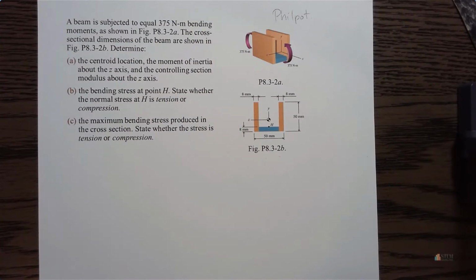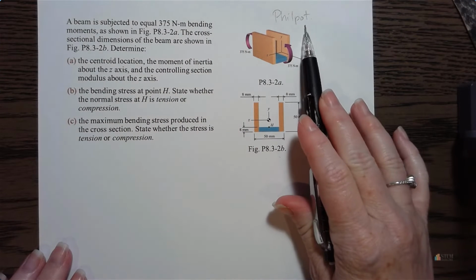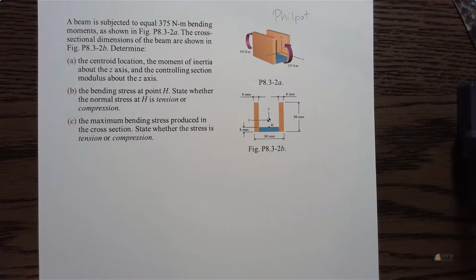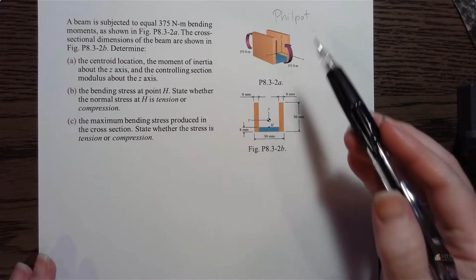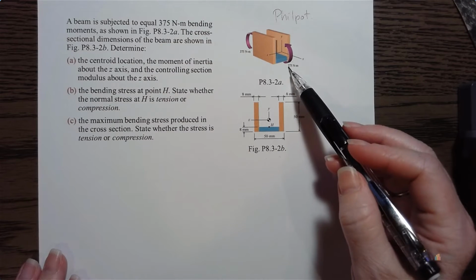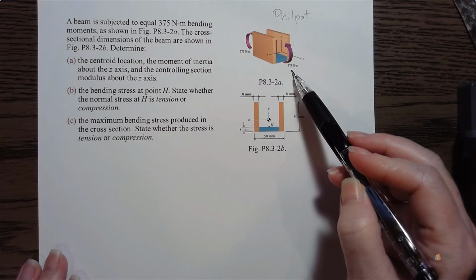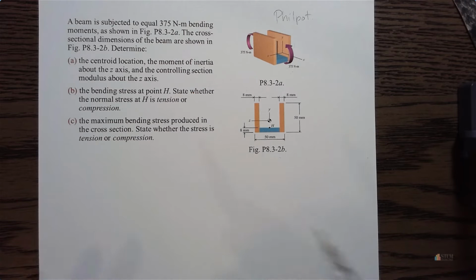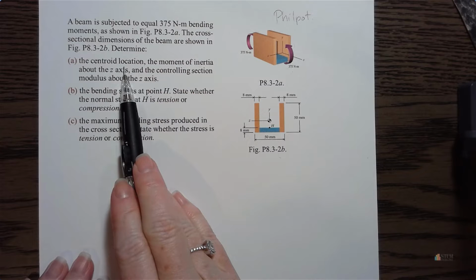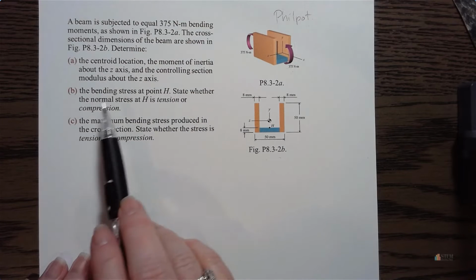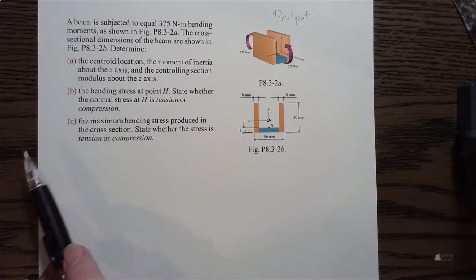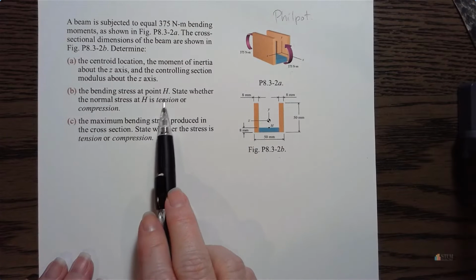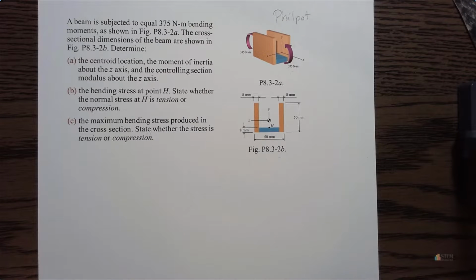Hey everybody, this problem is from the Philpot book, and what we're going to do on this one is look at this beam, and notice we've got the two moments. They have magnitude of 375 Newton meters, and cross-sectional dimensions are shown, and we're going to find several things. We're going to find centroid, moment of inertia about the z-axis, section modulus, and then we're going to figure out some stresses in parts B and C.